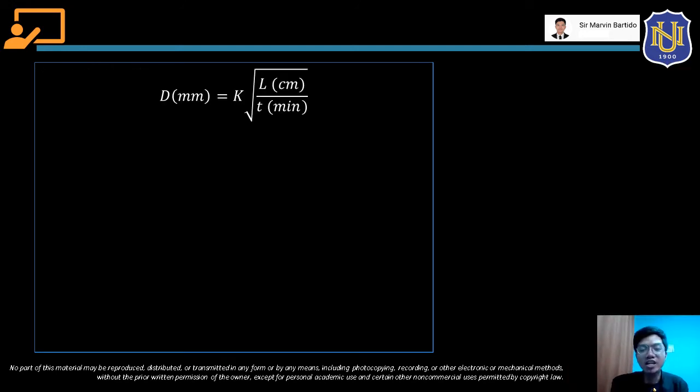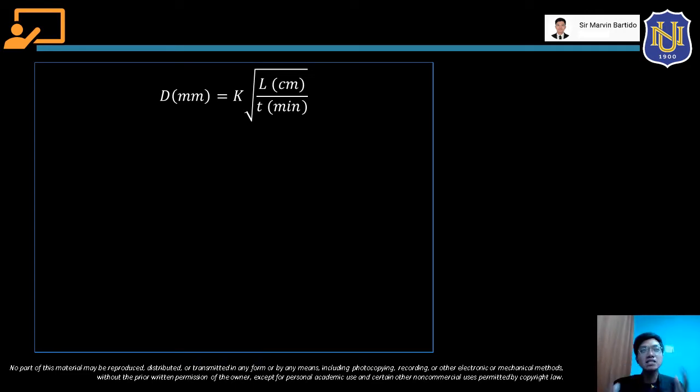So here in hydrometer analysis, we are going to use this formula: D is equal to K times the square root of L over T. Here, this D is the diameter or the size of the soil particles.